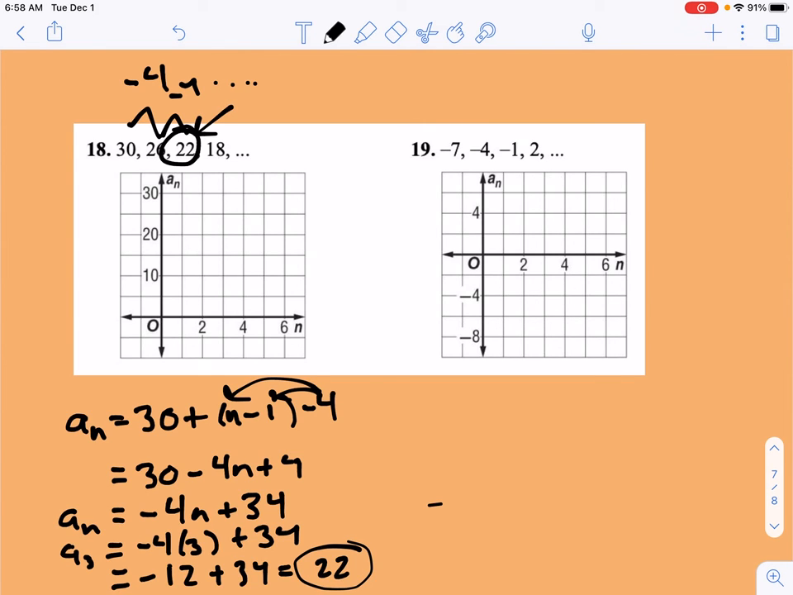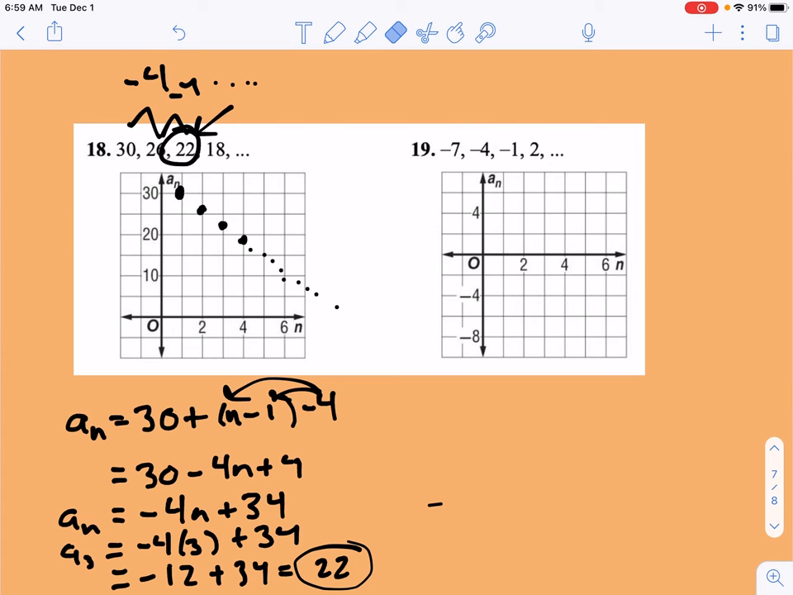Then plot your terms. So first one is 30, second one is 26, third one is 22, fourth one is 18. So you see you got some dots going down here and the way that works. Okay? And you could follow that basically and see that it would continue to go in this direction. All right, 19. So again, you try it, pause the video, and then come back and see if you understand it.